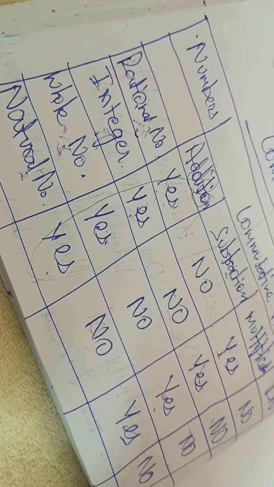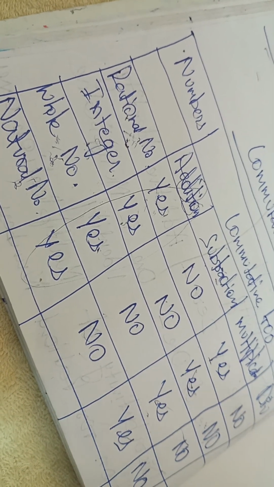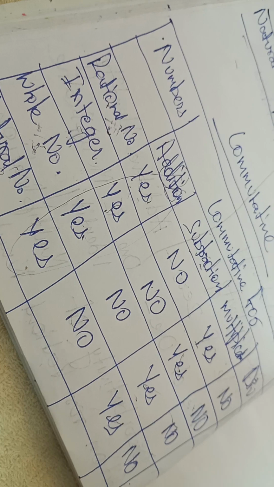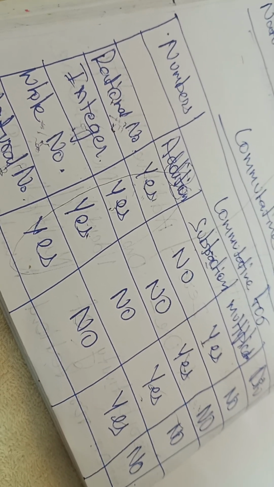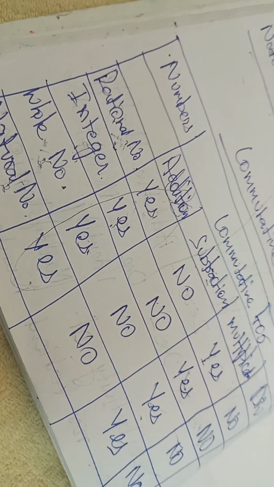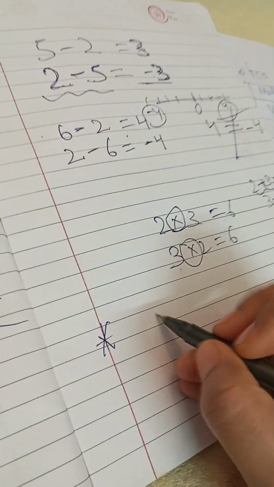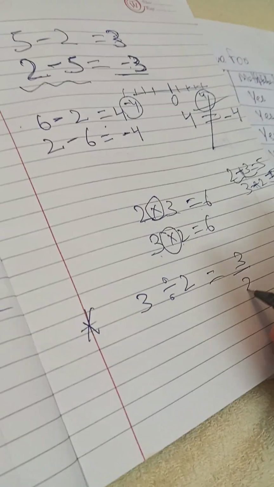Adding or multiplying, it doesn't matter, the result will not change by changing or reversing the order. Understood? For subtraction the result will change, so it is not commutative. And for division, let's see. I hope you understand without my saying also, but still, 3 divided by 2 means 3 by 2.